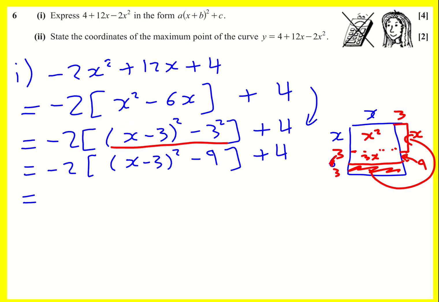We're nearly done. We just need to then multiply it out. So it's going to be minus 2 x minus 3 squared. I'm going to be adding 18 and I'm going to be adding 4. So I'm just going to go straight to the answer now. There we go. That's the answer in completed square form.